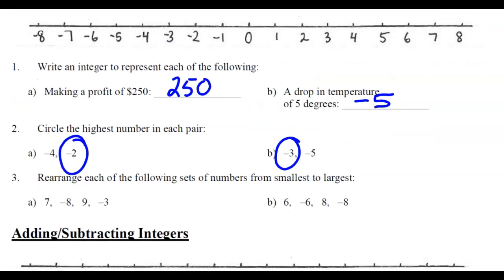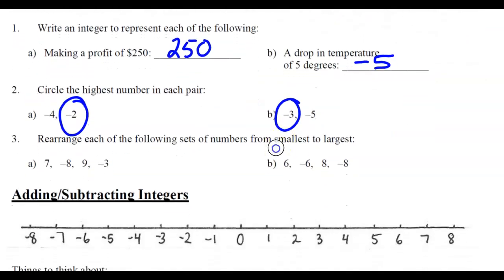And then rearranging in smallest to largest, right? So we want the most negative to the most positive. So obviously we start with the negatives. Again, -3 degrees Celsius is warmer, so -8 is colder. So that's going to be my first one, then -3, and then 7 and 9, that just makes sense, right? 7 and 9 degrees would be the warmest.